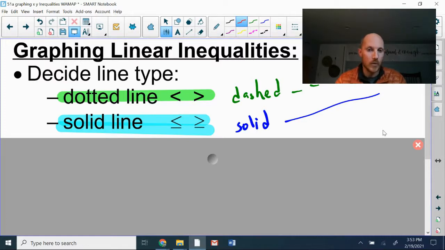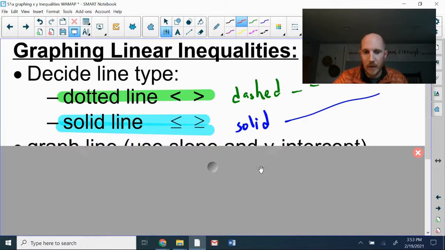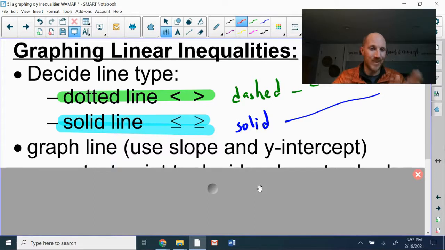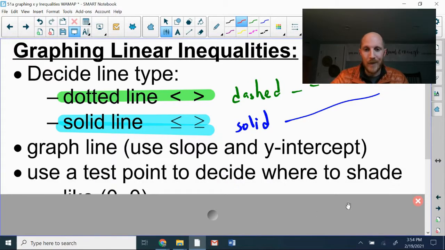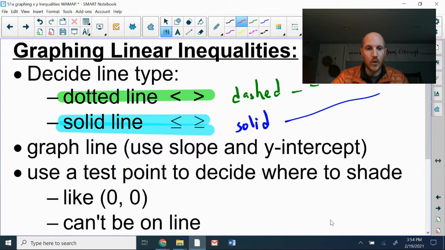So for the symbols less than and greater than, we use a dotted line, or if you want to call it a dashed line, either way, it doesn't matter. And for the symbols less than or equal to, greater than or equal to, we're going to use a solid line. Okay, so make that decision first of all. Then, once we know what type of line style to use, we go ahead and graph that line using slope and intercept, or whatever form the inequality is in. We're going to graph it. And then finally, our third step here is to shade.